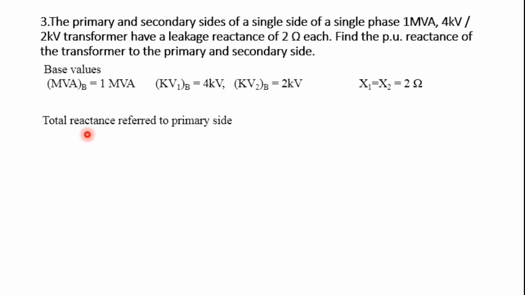What do we have to calculate? We have to calculate the total reactance referred to the primary side. First we calculate for the primary side, then we will go for the secondary side. X01 is the equivalent reactance referred to the primary side, which is the primary reactance plus the secondary reactance referred to the primary side. What is X2 dash? X2 dash is obtained by multiplying by k square or dividing by k square.